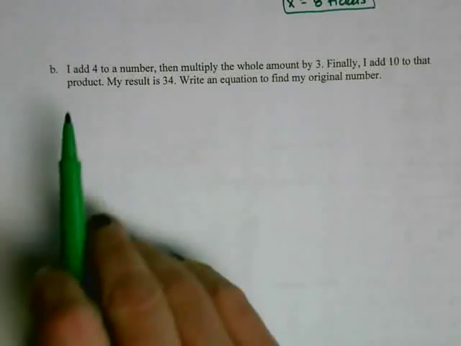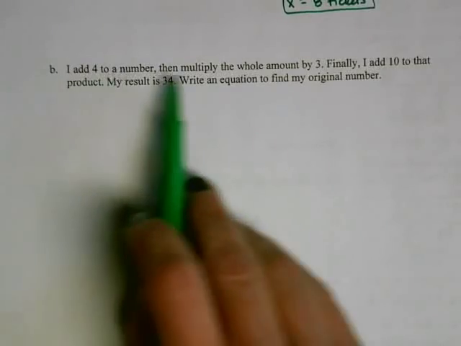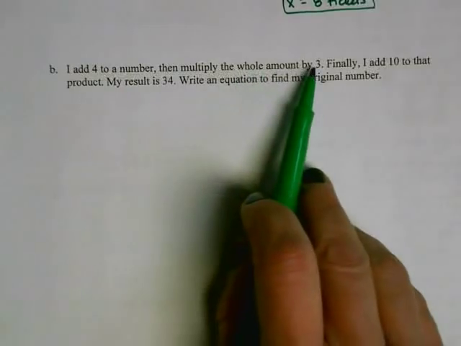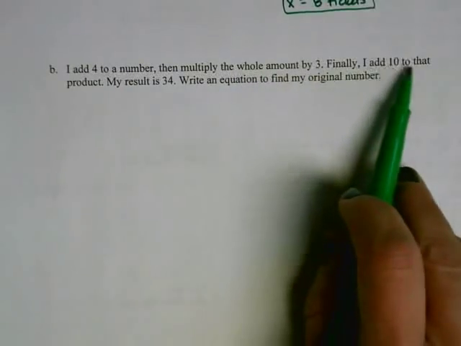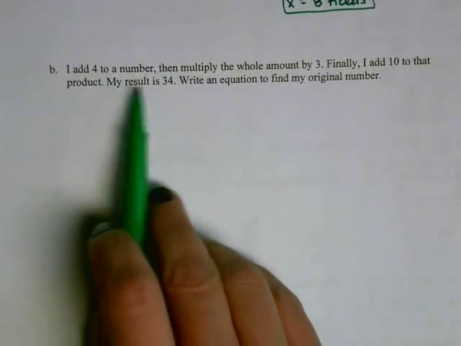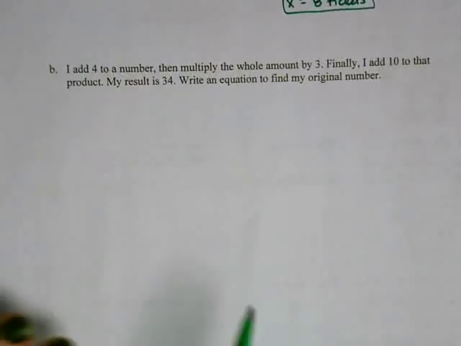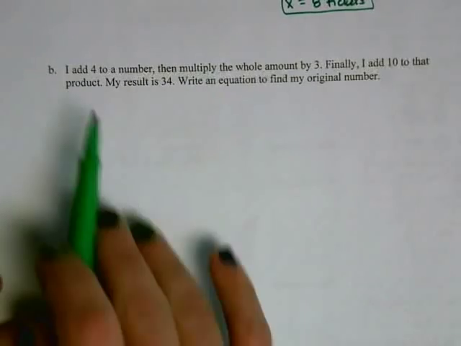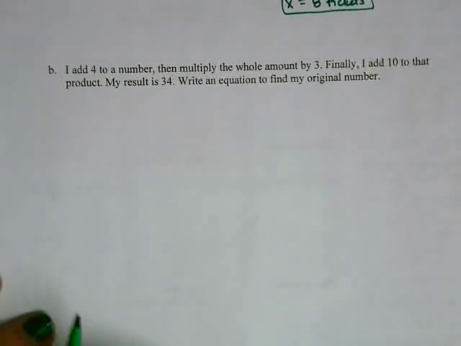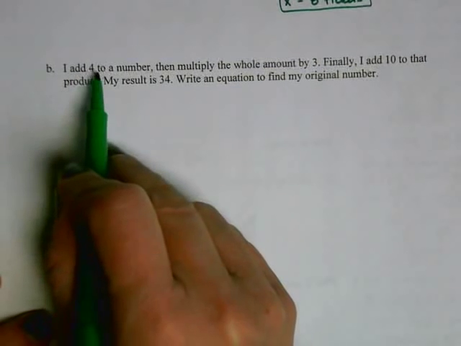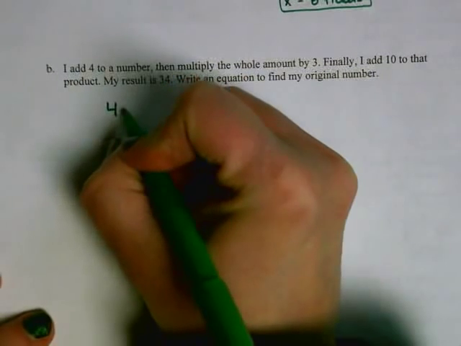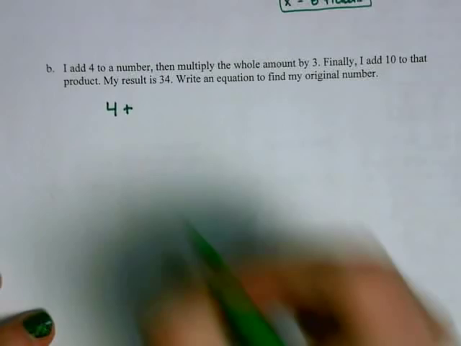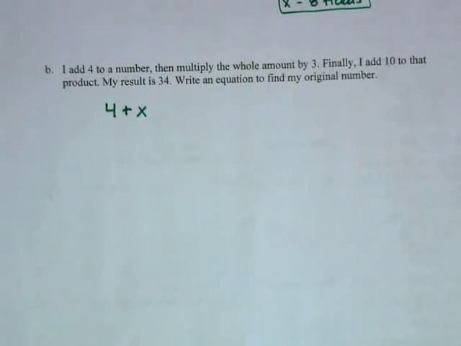Alright, so going through it, I add 4 to a number, then multiply the whole amount by 3. Finally, I add 10 to that product. My result is 34. For this one, I'm just going to go word for word, and let's see what we can do to take these English words and put them into math symbols. I add 4 to a number. Do I know the number? Nope, there's my x. So adding 4 to a number.